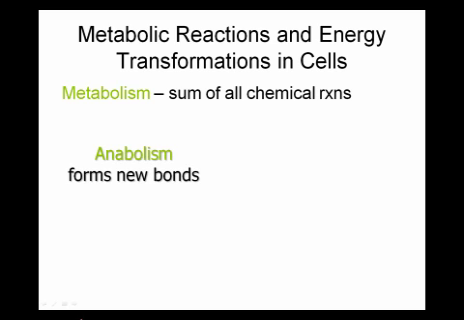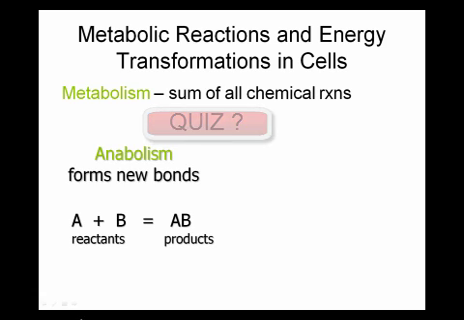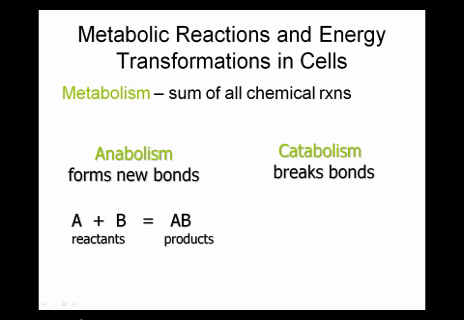We can break these metabolic reactions into two groups. One group is called anabolism, or anabolic reactions. These are forming new chemical bonds. And so we could take two small reactants, A plus B, put those together, form a new bond, and create a larger product, AB. Another group of reactions are the catabolic reactions, or catabolism. These reactions break bonds. So we begin with a large molecule and we break that down into smaller product molecules.